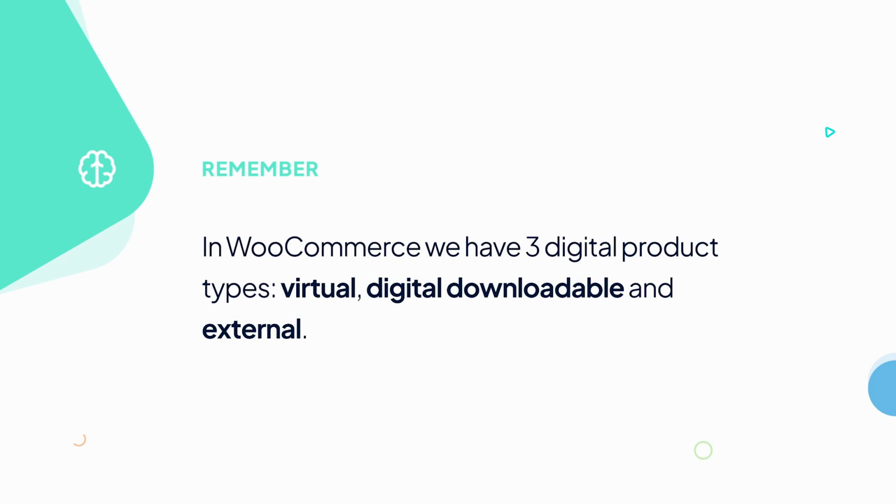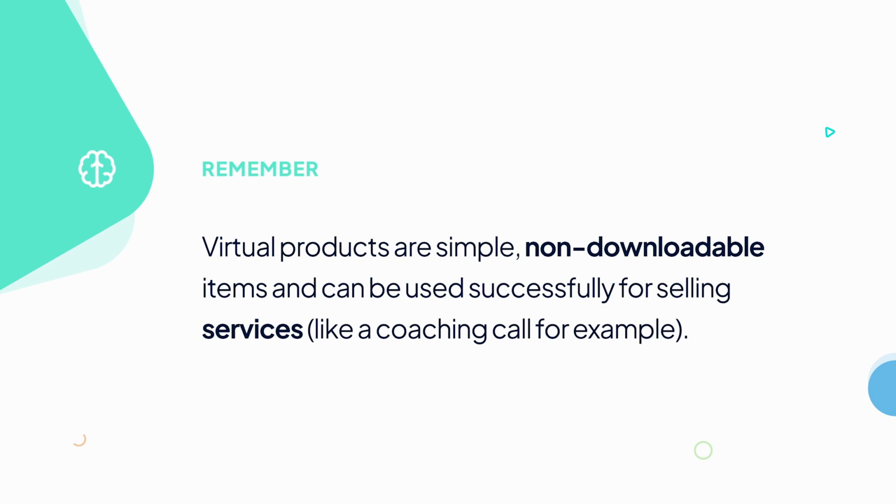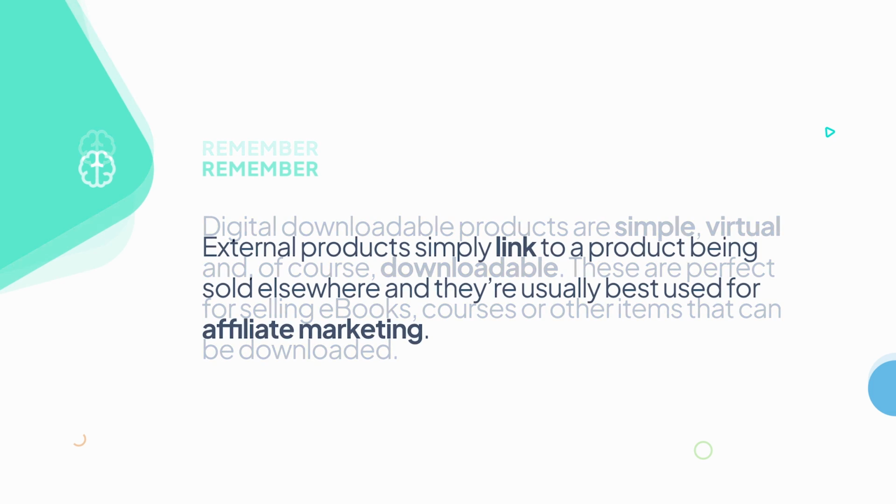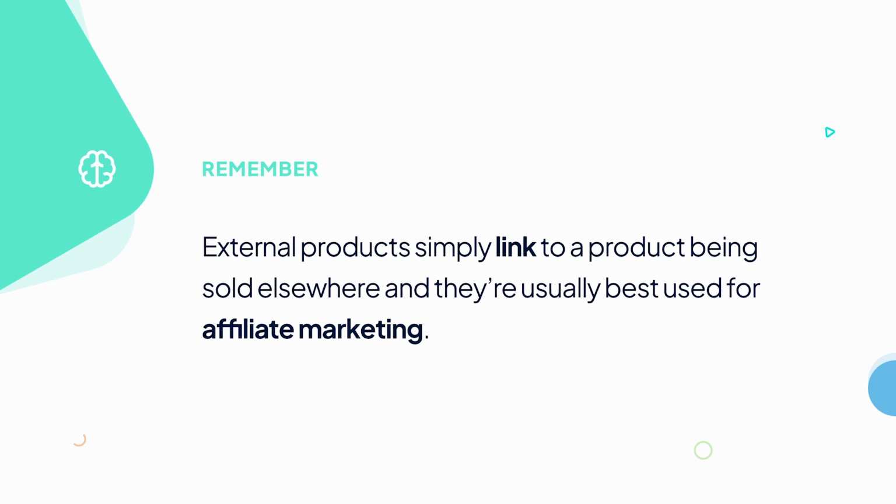Now, a few key takeaways. In WooCommerce, we have 3 digital product types: virtual, digital downloadable, and external. Virtual products are simple, non-downloadable items and can be used successfully for selling services, like a coaching call, for example. Digital downloadable products are simple, virtual, and of course, downloadable. And these are perfect for selling ebooks, courses, or other items that can be downloaded. External products simply link to a product being sold elsewhere, and they're usually best used for affiliate marketing.